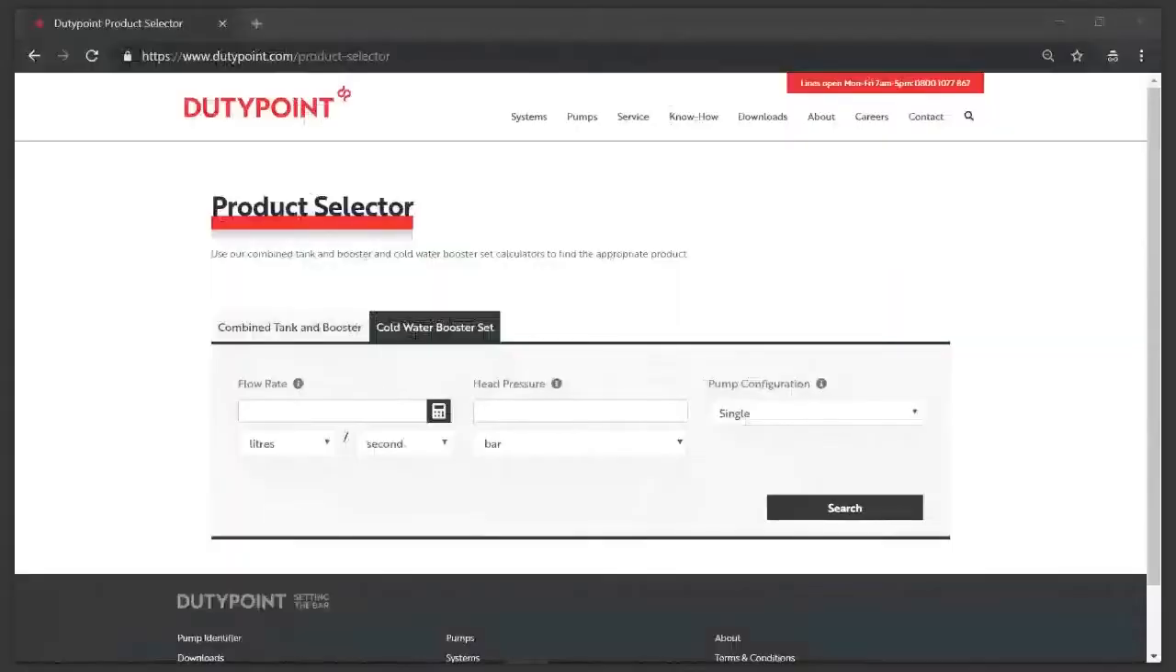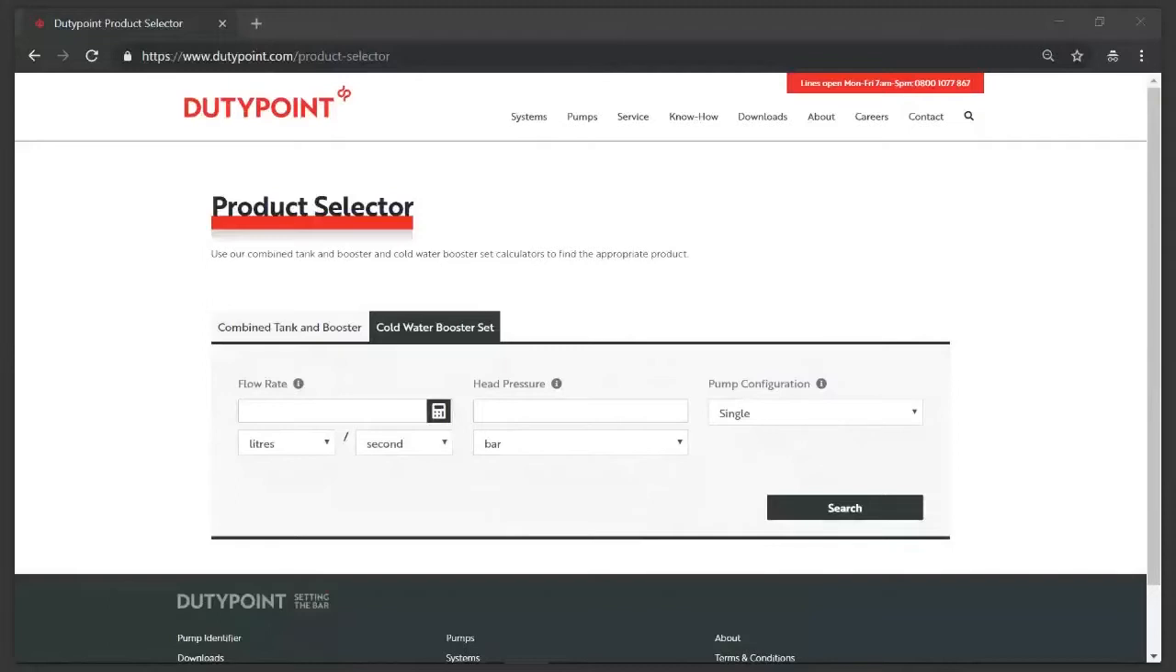So this is our product selector. Now, just to give you a bit of background as to what this does, I was involved right in the conception of this tool. It's available on our website. It's an early version of it, but it is available for you to use. We're still making improvements on it, but it is available to use.